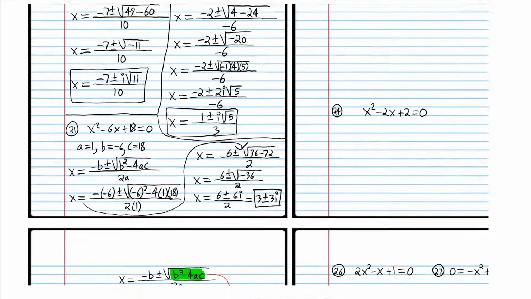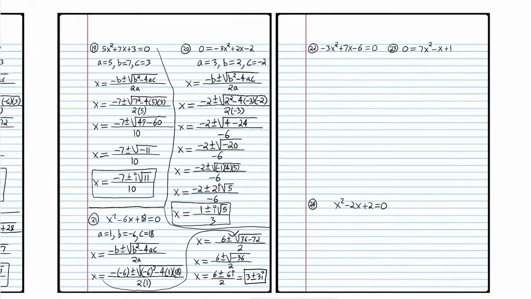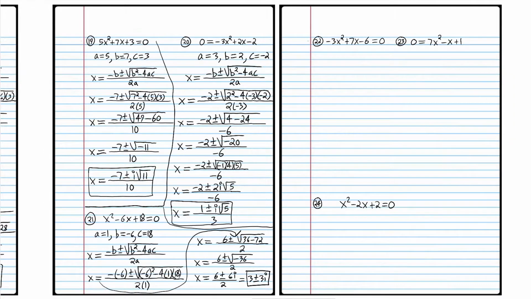And there you go. So now it's time for you to try. Go ahead and try number 22. You're going to get complex solutions. And when you come back, we'll do it together.